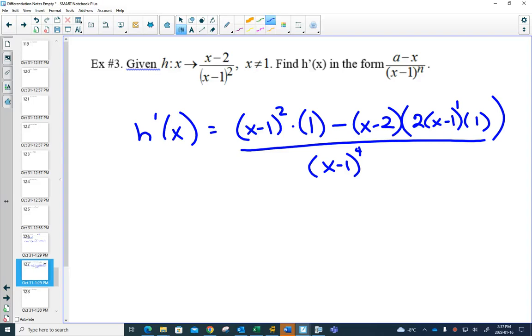So normally if you were just asked to find the derivative, you would stop here without simplifying, be perfectly fine. Okay? But this question said, actually, we would like it to look like this: a number minus x over x minus 1 to some power. If I look at my top, it is not just something minus x. There are a lot more complicated things in it. I'm going to show you a hint or a strategy for simplifying in these cases.